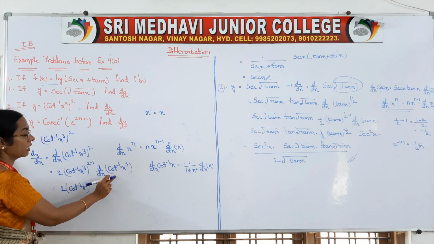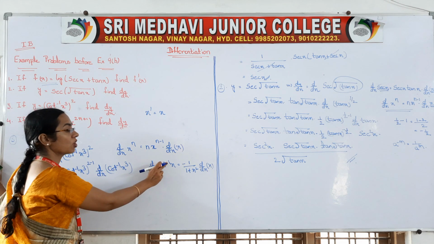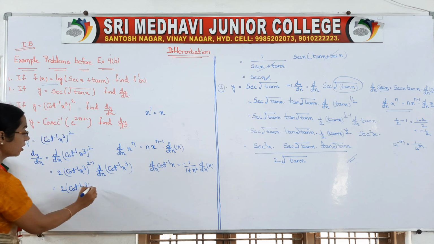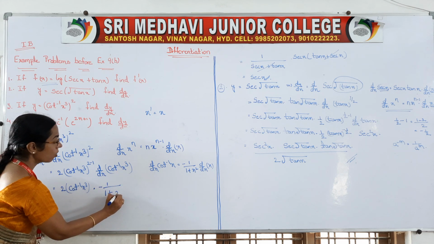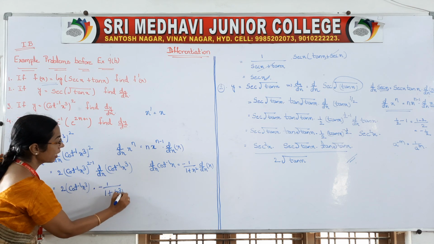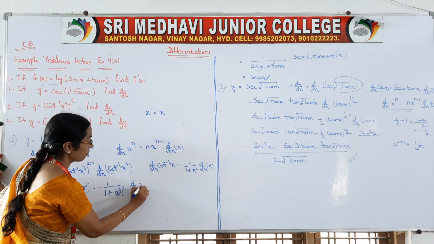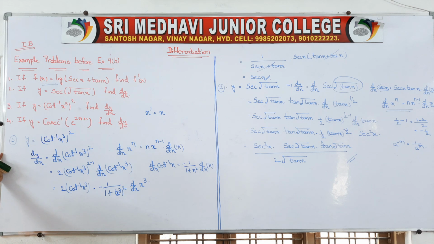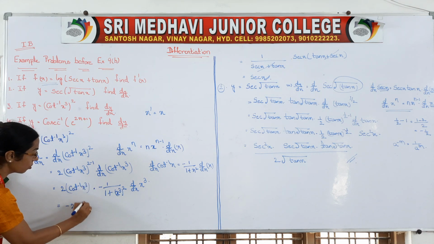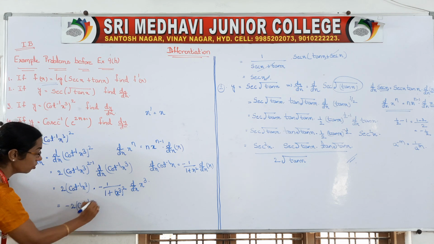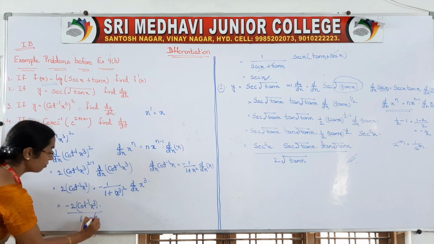Now this one, d by dx of cot inverse x cube. What is the formula? D by dx of cot inverse of any variable is minus 1 by 1 plus that variable whole square into d by dx of that variable. Here your variable is x cube. So minus can be taken here, 2 into cot inverse x cube by 1 plus x to the power of 6.